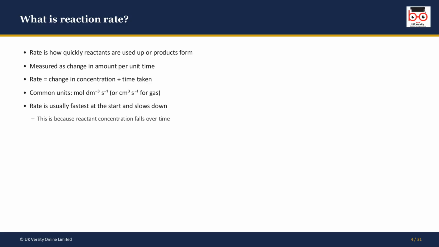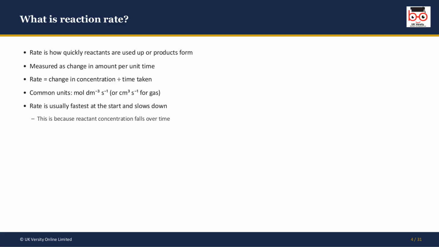So, what is reaction rate? Put simply, it's how quickly reactants get used up or products are formed, measured as a change in amount per unit time. Usually, we track it as the change in concentration, divided by the time taken, in units of moles per cubic decimeter per second, or sometimes cubic centimeters per second for a gas.